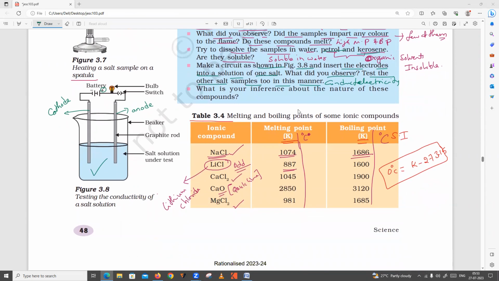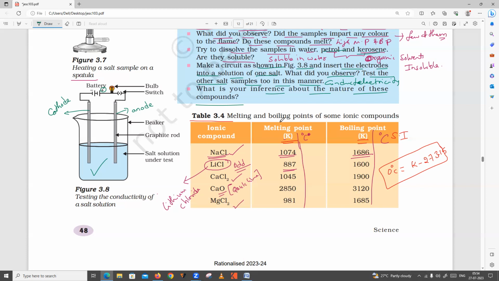Next, what is your inference about the nature of these compounds? You have to say the properties. Clear, everybody? Yes, sir. So you can make it everything. All of you write it.